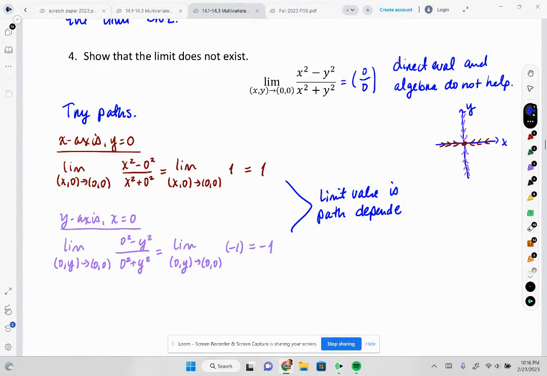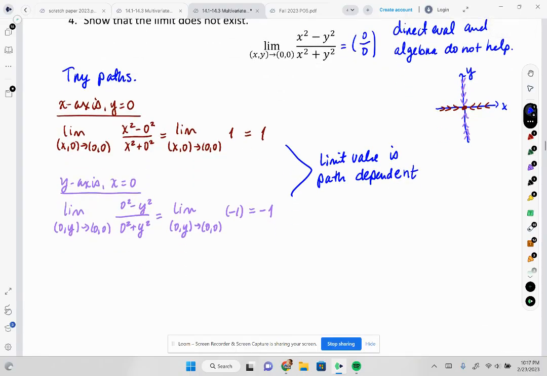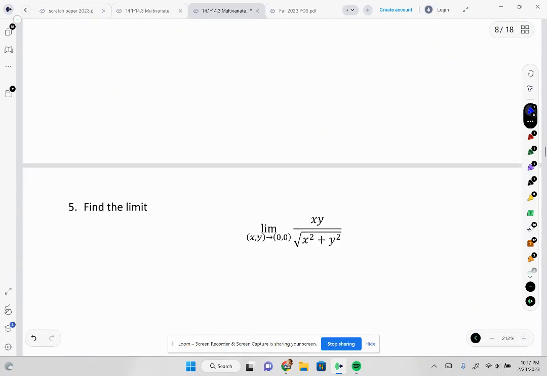I was just working through this problem here and got to the conclusion that I took two paths. I got two different limiting values, so that means the limit value is path dependent. I couldn't write the word dependent because my pen wasn't working. If the limit value is path dependent, this means the limit does not exist. And that's it. All we had to do was show that we got two different limiting values and we're done.